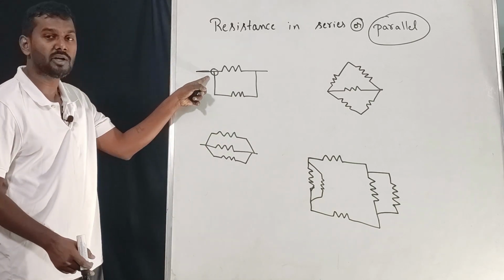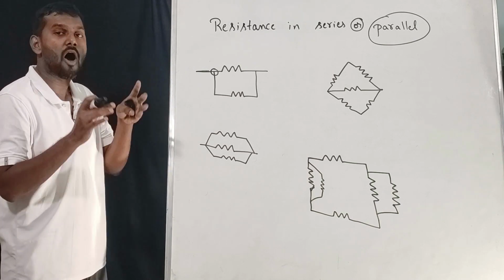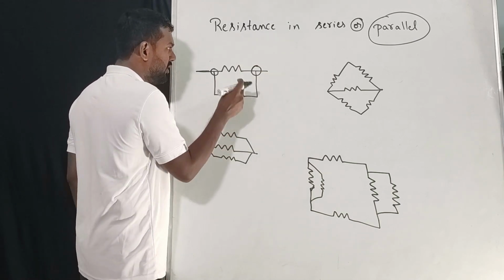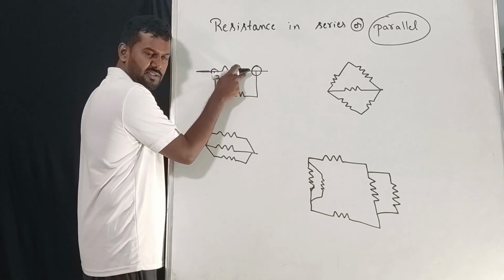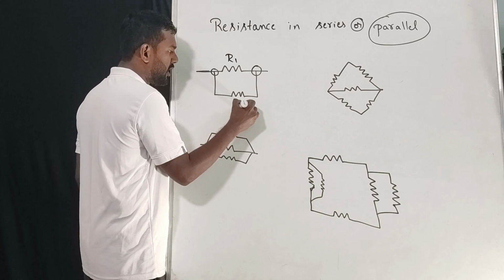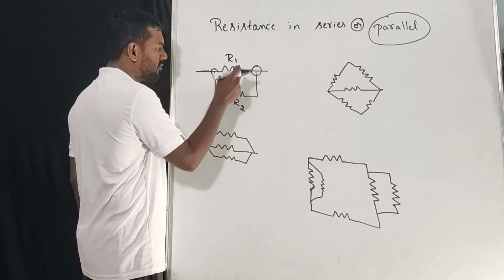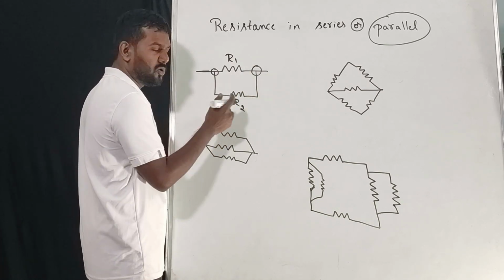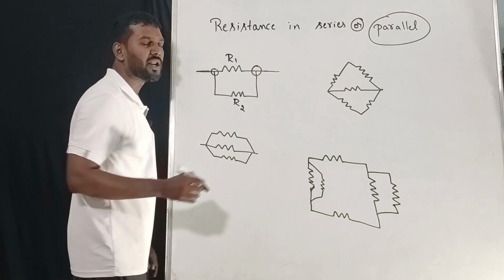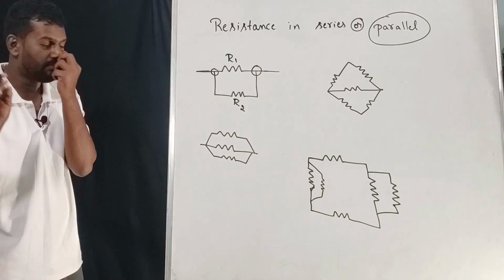So at the junction point, at the connected point, you have to see how many wires there are. At this point also, one wire is coming from R1, one wire is coming from R2, and one more extended wire is coming, right? So totally there are 3 wires. So this is in parallel.